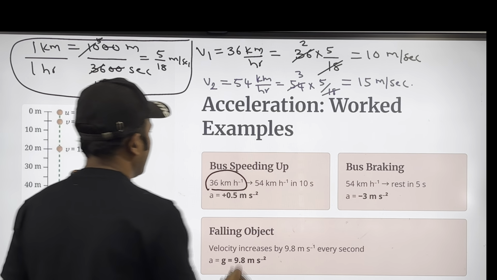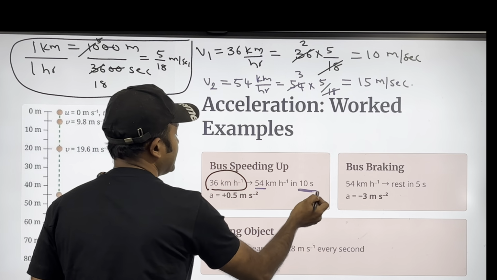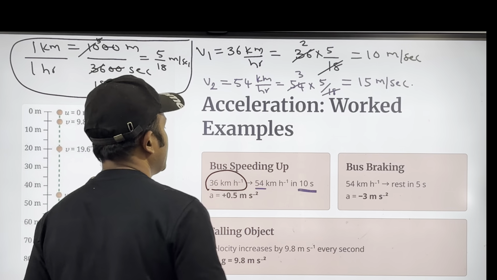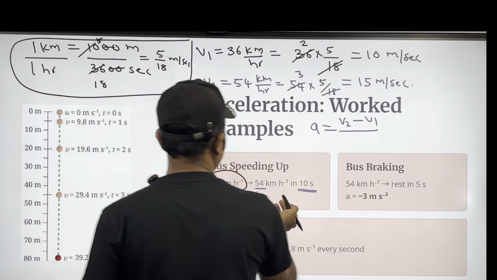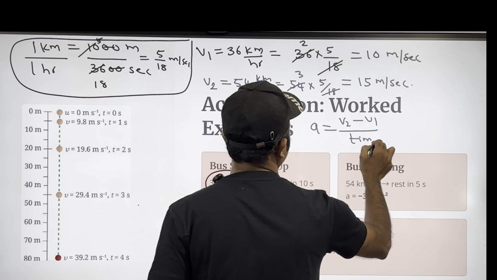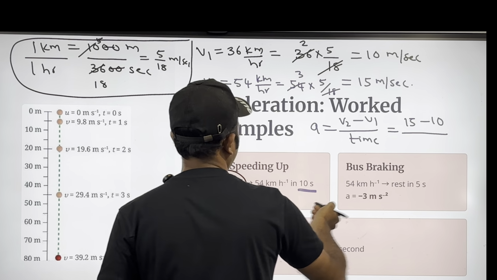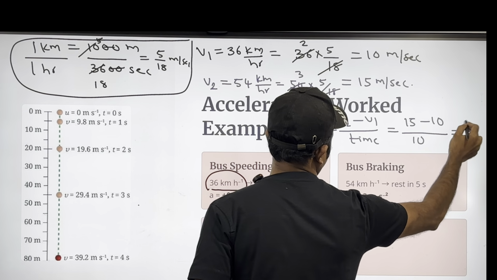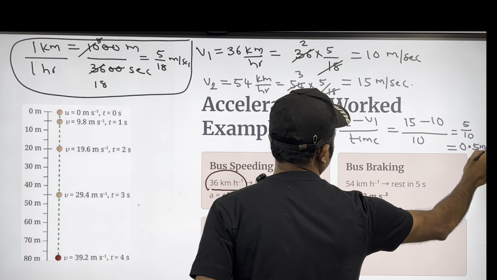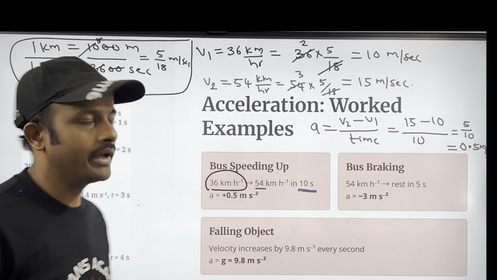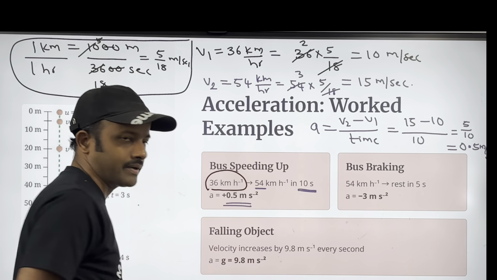The speed of the bus increases from 36 km per hour to 54 km per hour in just 10 seconds. So what is the formula for acceleration? Acceleration equals change in velocity by time interval. V2 is 15, V1 is 10, the time gap is 10. 15 minus 10 is 5, so 5 by 10, which we can write as 0.5 meter per second square. The acceleration you will get here is 0.5 meter per second square.